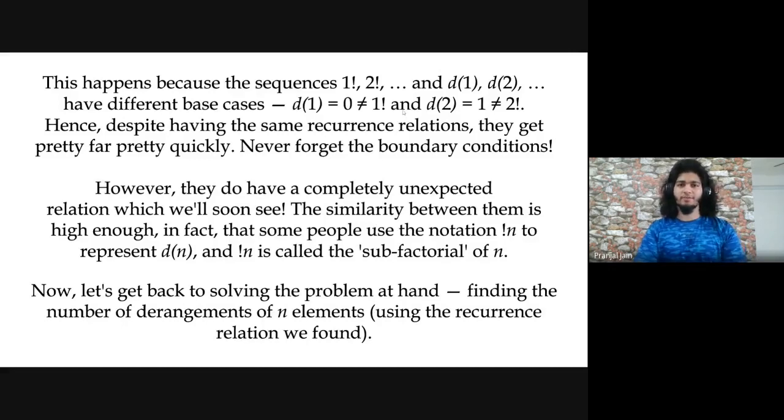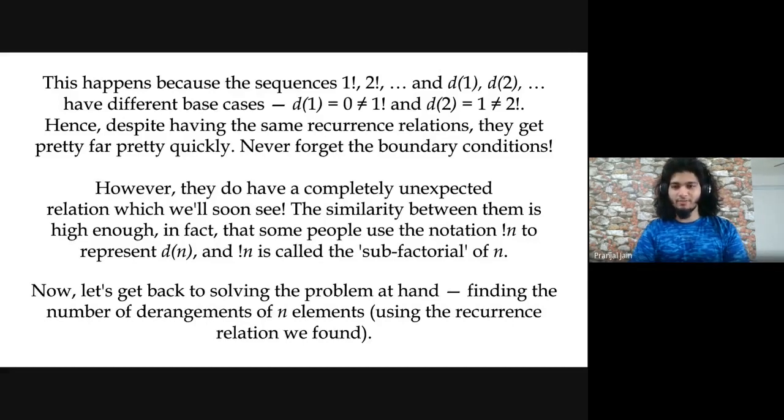And because the recurrence relation is the same, their sizes are approximately the same, and combinatorially speaking, the way we derive this recurrence relation is also the same. So there are quite a few similarities between these two. That's why some people use the notation n with an exclamation mark in front, to represent d of n, and it's called the subfactorial. So in the notation also you can see that they are pretty similar.